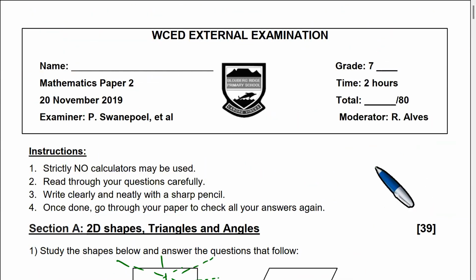So this was an exam that was written as mathematics paper 2, 2019, by the grade 7s, 2 hours, total 80 marks, moderators, and the examiner.